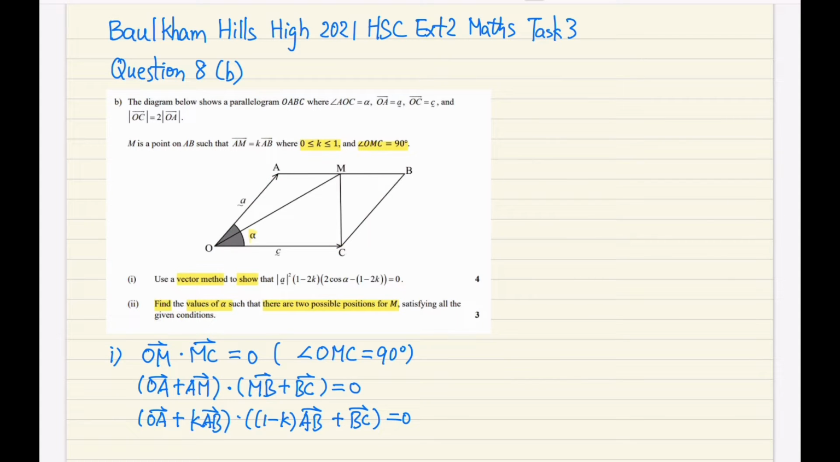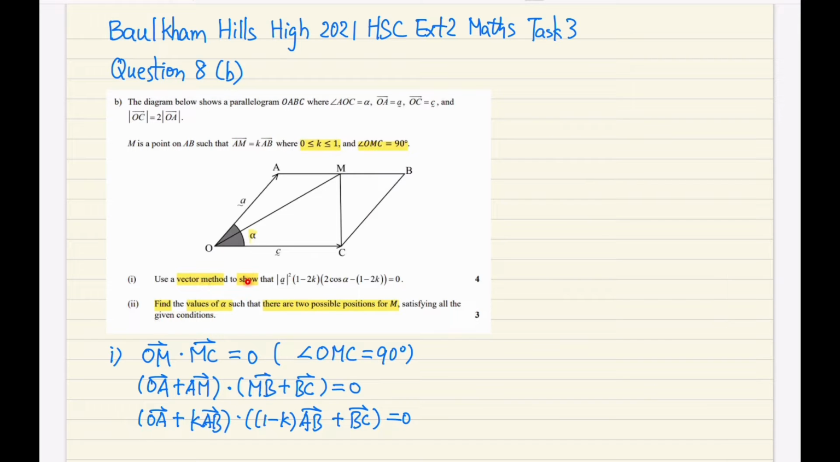OABC is a parallelogram with adjacent vectors A and C. The angle between them is alpha. The magnitude ratio of the two vectors is 1 to 2. Not to scale. M is a point on AB, such that vector AM is equal to k times vector AB, where k is in the interval between 0 and 1. Angle OMC is 90 degrees. This is the most important information.